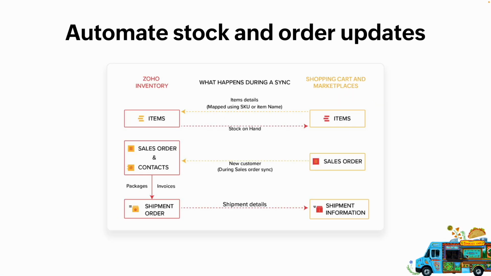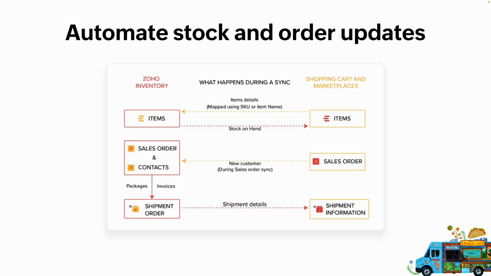So this is the workflow that we have within Zoho Inventory as far as the online sales are concerned. So as you can see here, when you connect Zoho Inventory with a marketplace or a shopping cart like Amazon or Shopify or Zoho Commerce, we sync the items into Zoho Inventory, and the stock from Zoho Inventory gets pushed back into the marketplace, right?